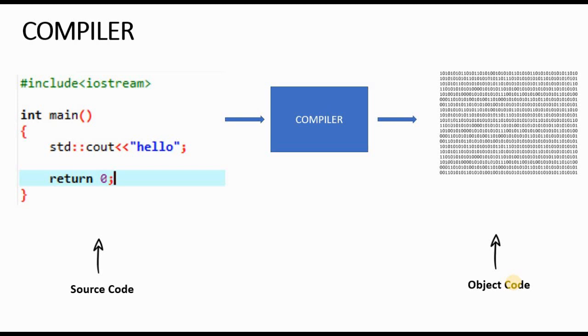So to take this code that we have written here and to turn it into zeros and ones, the language that the computer understands, there needs to be some intermediate step. So there should be some software in my computer that takes the source code and produces an output, which is called object code.